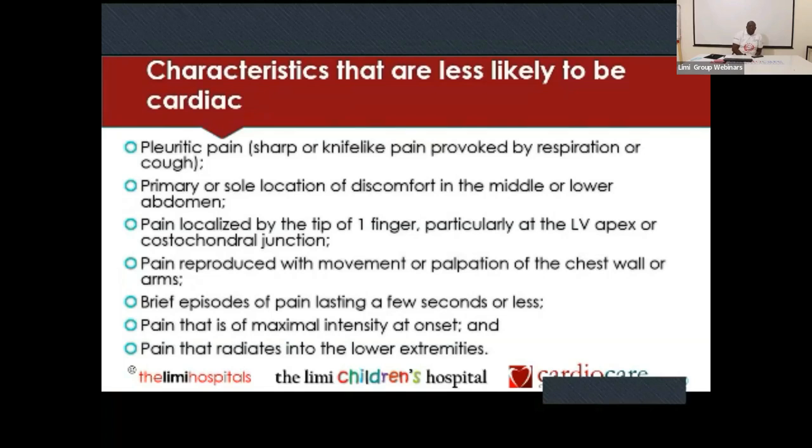Then, if the pain is reproducible or aggravated with movement or palpation of the chest wall, you are dealing most likely with costochondritis and the rest. Then, a pain lasting a few seconds. I told you about pain in myocardial infarction. It is longer, at least 10 minutes and above. Then if the pain is maximal at onset, and the pain radiates to the lower extremities, it is less likely to be due to a cardiac condition.